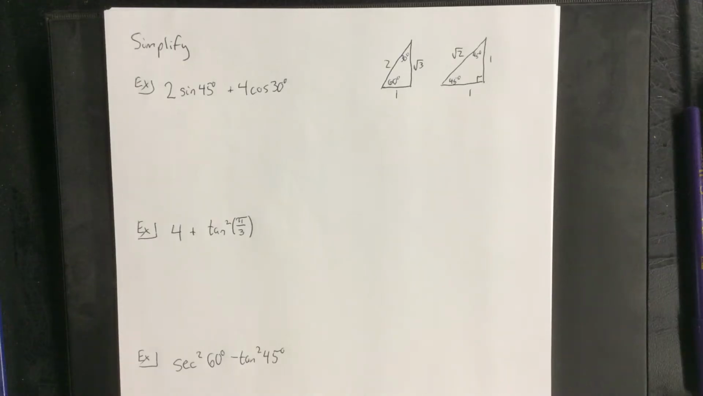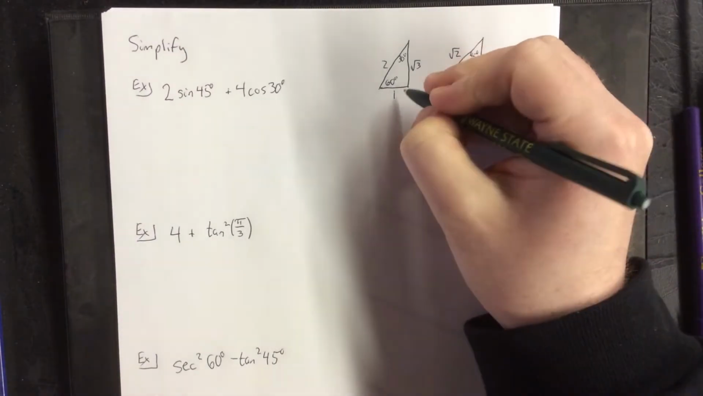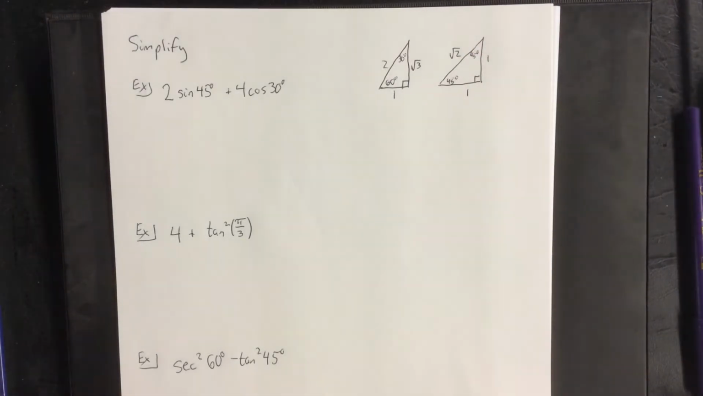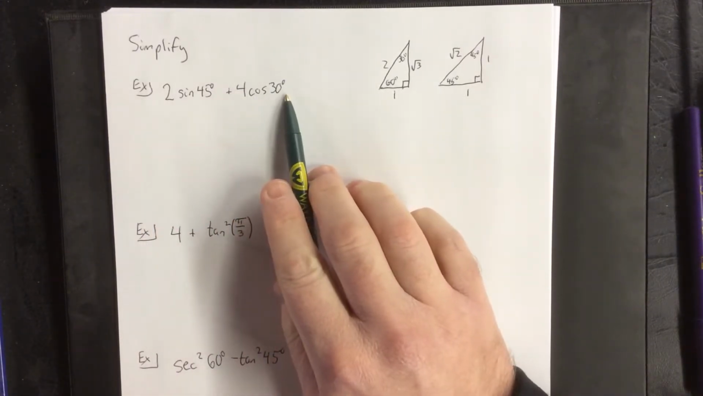So now we're going to simplify a couple of expressions using some familiar angles. Now that we've introduced the 30, 60, 90 right triangle as well as the 45, 45, 90 right triangle, we're going to use these to simplify some trigonometric ratios. So first one, pretty straightforward. 2 times the sine of 45 degrees plus 4 times the cosine of 30 degrees.